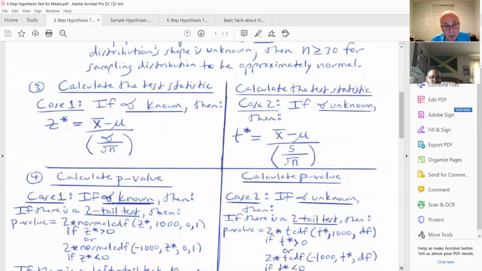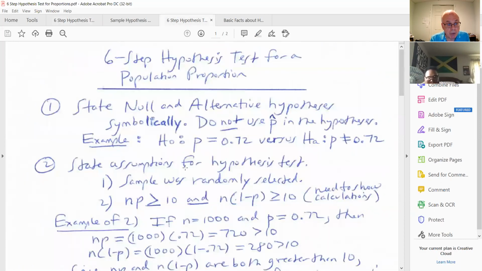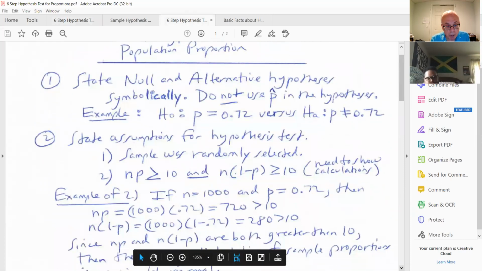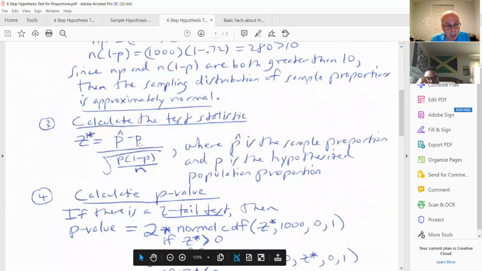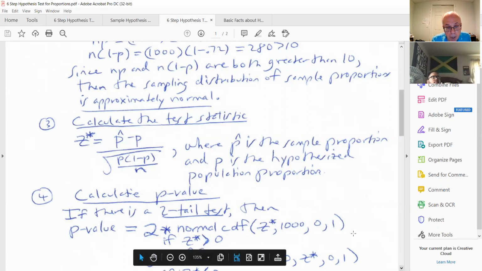And step number 3 is the test statistic. Now, if you go back to the proportion for step 3, this is for proportions. Remember, it was pretty easy. It was just basically one calculation. This is for testing the population proportion, right? P hat is your sample proportion. Subtract the null or hypothesized proportion, and then divide by the square root of p times 1 minus p divided by n, where p again is the hypothesized proportion. You calculate this, and then, let's now go back to the mean.